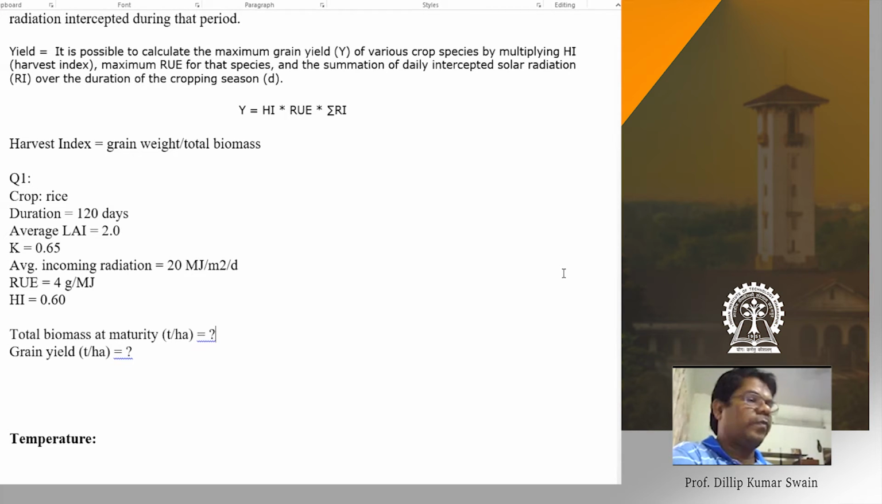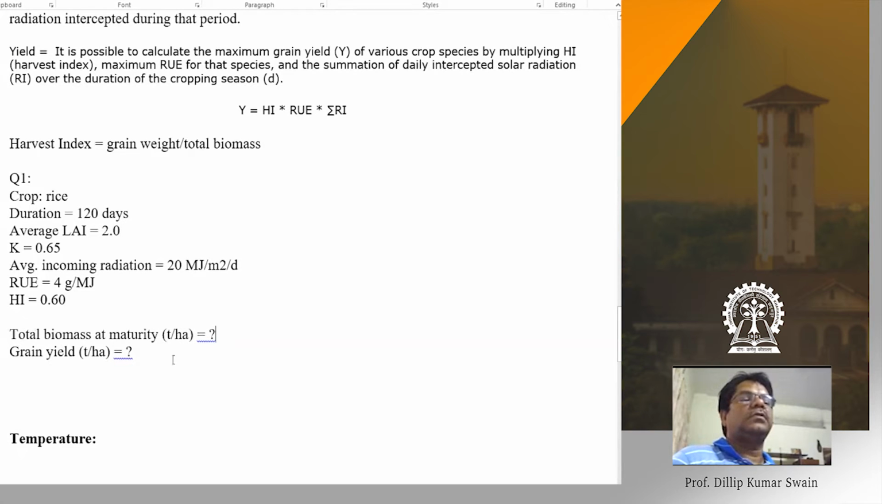Sir, after multiplying radiation interception with number of days, then we have to multiply it with harvest index and radiation use efficiency to get biomass. No, but harvest index is multiplied to get the yield. Before that, you have to get the biomass. Biomass is your radiation use efficiency into sum of radiation interception. Sum of radiation interception multiply radiation use efficiency, you will get the biomass first.